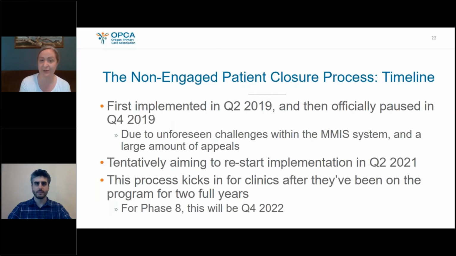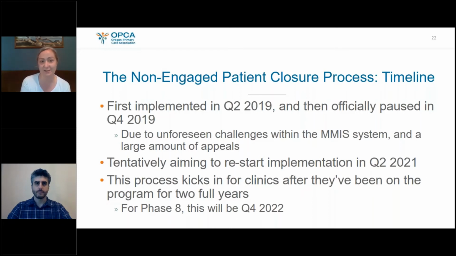It has been a little bit tricky to implement. We did start the process back in Q2 2019 and then officially paused it back in Q4 2019, so we had about a full quarter of implementation before the pause. This was because there were unforeseen challenges within the MMIS system and a large amount of appeals, since this first implementation period would have looked all the way back to the beginning of the program for patients who did not have a care step visit within 8 quarters. So some of those lists of appeals were quite large and difficult for OHA to keep up with, which is understandable. We are tentatively looking ahead to Q2 2021 to restart implementation.